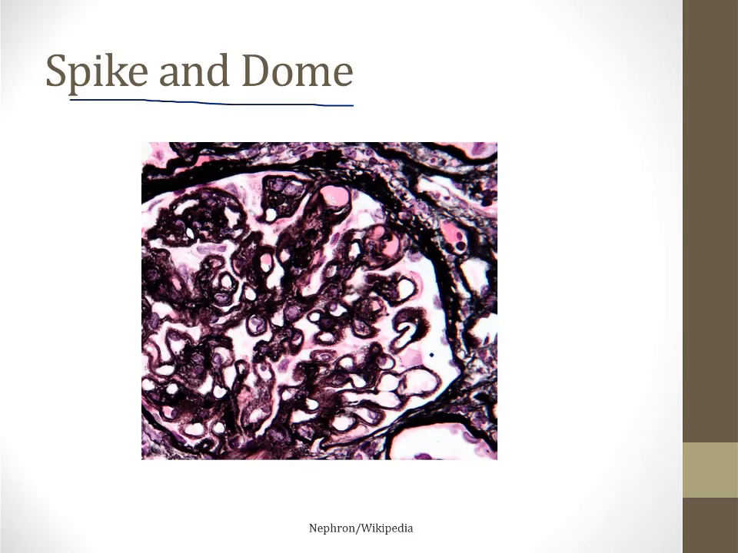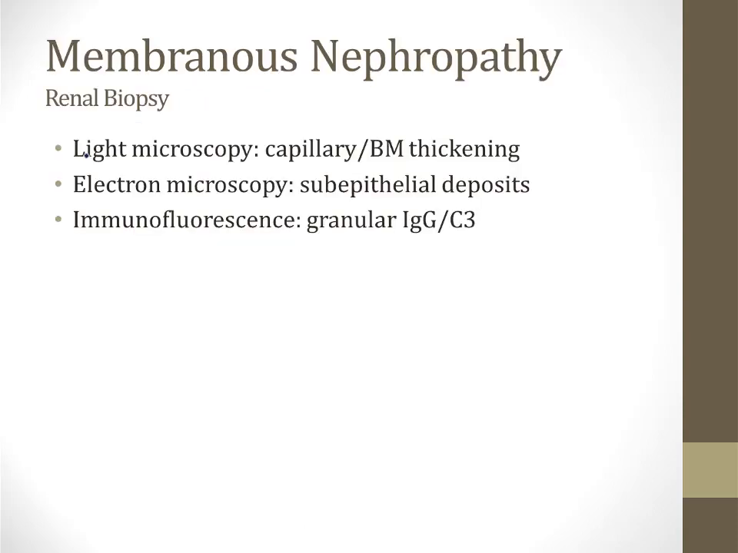If you focus on the edges of some of these glomerular capillaries, you can see little spikes like what I'm marking with my pen here. Those spikes are pieces of basement membrane that have been laid down between immune complexes. So just to summarize the renal biopsy findings in membranous nephropathy, on light microscopy, you see capillary and basement membrane thickening. On electron microscopy, you see subepithelial deposits, those electron-dense deposits. And on immunofluorescence staining, you see a granular pattern, especially when stained for IgG and C3.